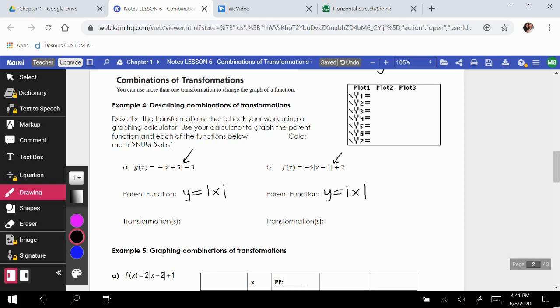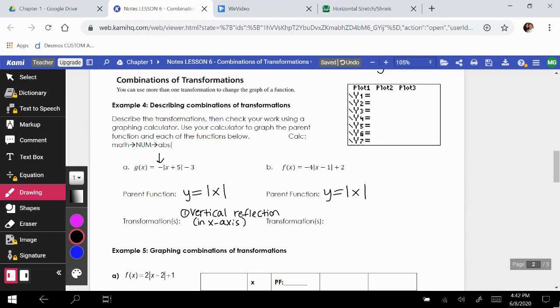So how are each of those functions different? What transformations have occurred? Let's go through each one of these. Let's start with the minus sign out front. That is going to be a vertical reflection, or you can say that it's a reflection in the x-axis.